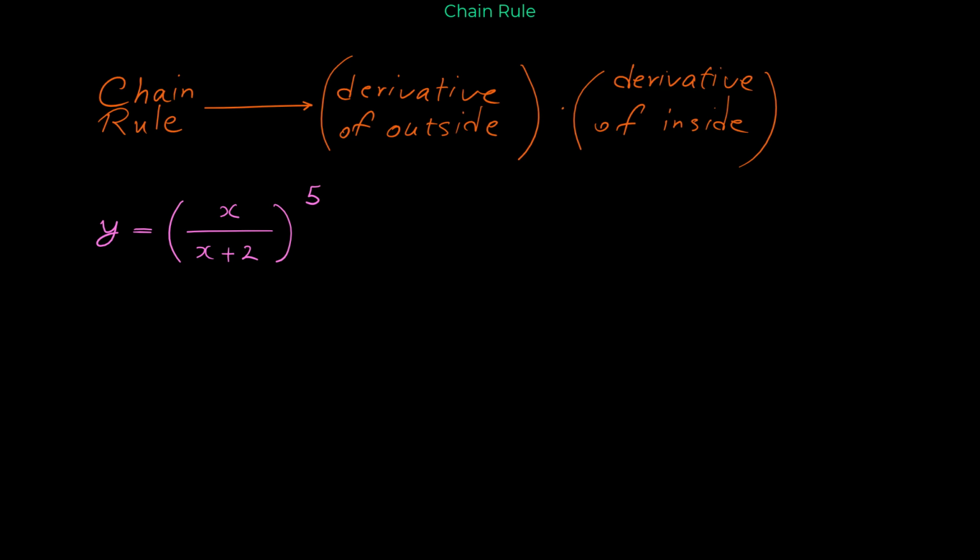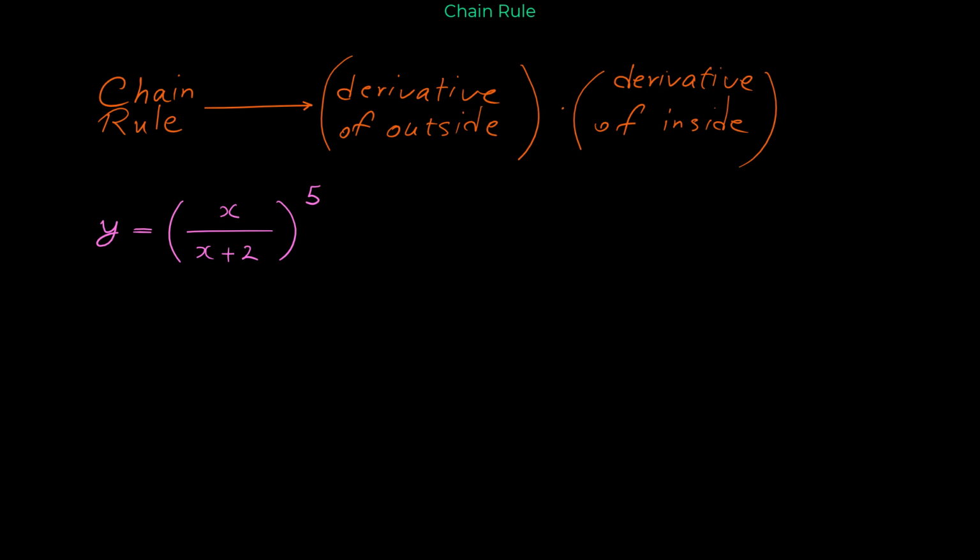For example, consider this function y equals (x over x plus 2) to the 5. This bracket here is the inside function, and the power 5 is the outside function. Based on the chain rule, for finding the derivative of this function, first we have to find the derivative of the outside function. The outside function is basically power 5, or we can think of it as x to the 5. So we need to use the power rule to find the derivative of the outside function.